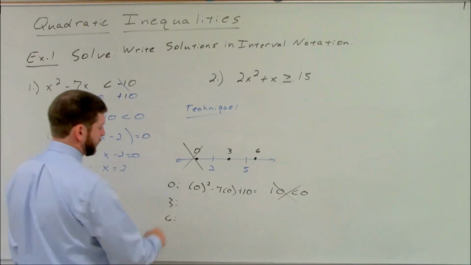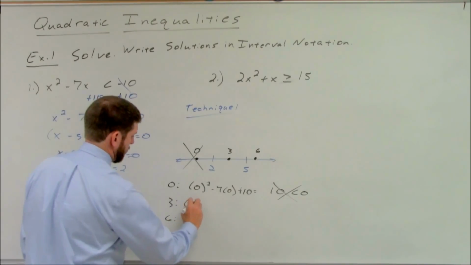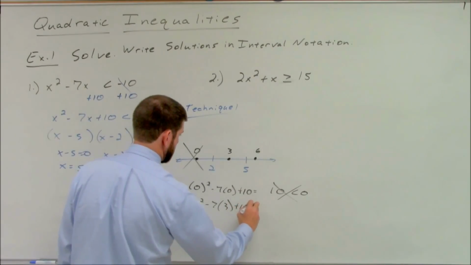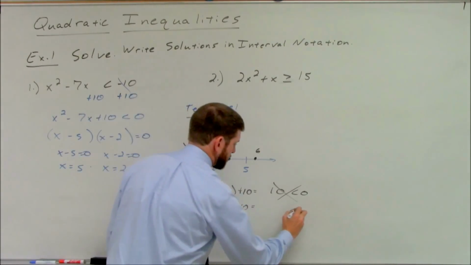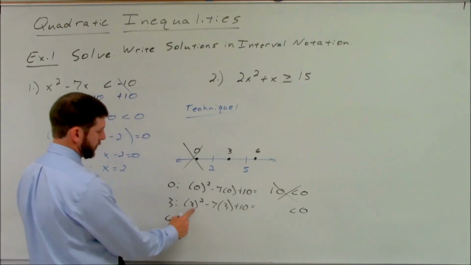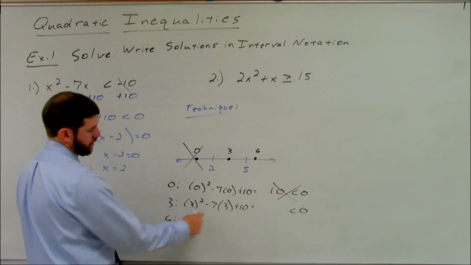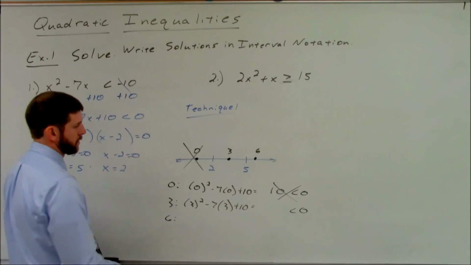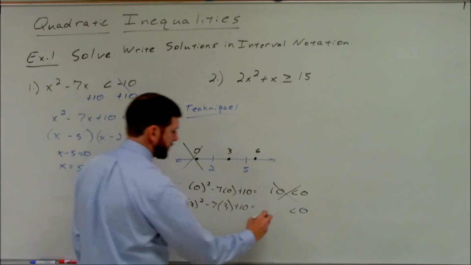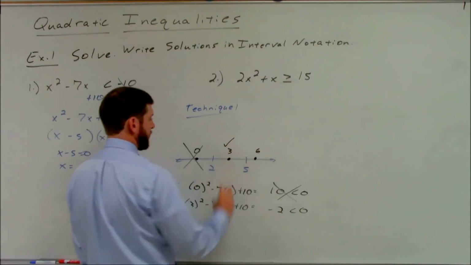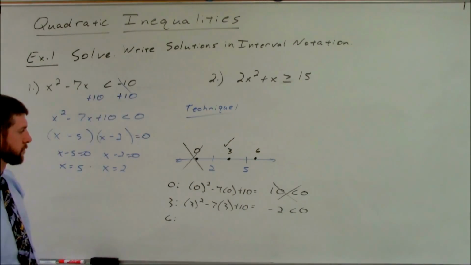All right, let's try the 3 now. 3 squared minus 7 times 3 plus 10. We need that to also be less than 0. So 9 minus 21 is negative 12. Negative 12 plus 10 is negative 2. Is negative 2 less than 0? Yes, so that interval checks out.